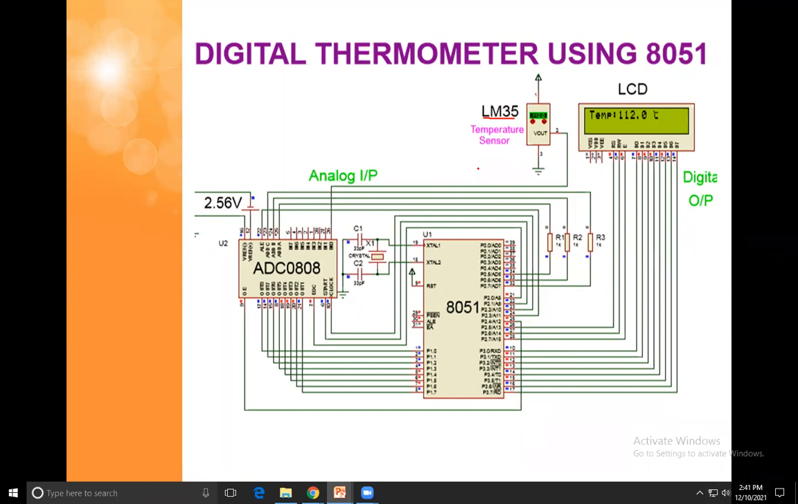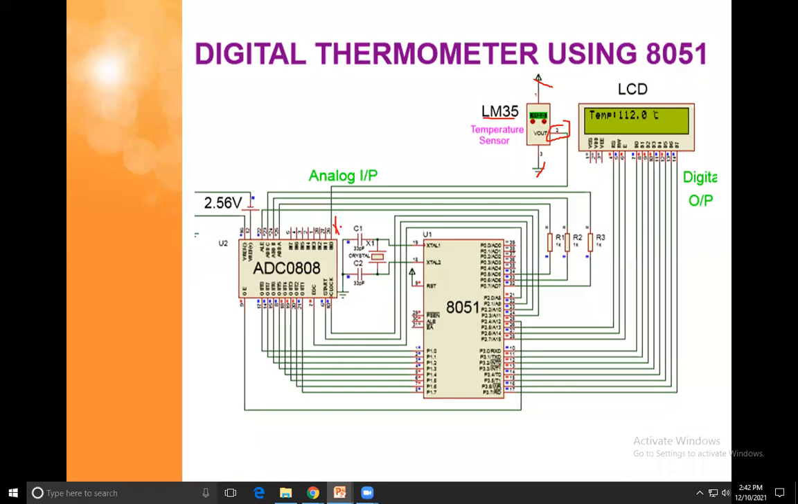So this is the LM35 temperature sensor. This is the ground pin and this is the VCC. Only two pins we have to see. Pin number 1 is connected to the VCC and pin number 3 is connected to the ground. Only two pins are connected to this input. This is the analog input.